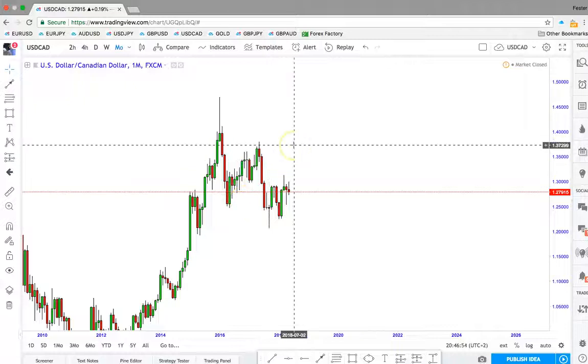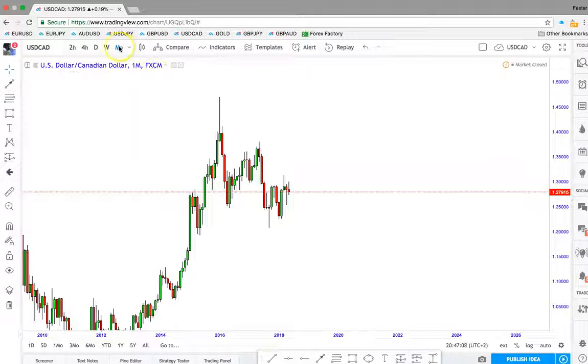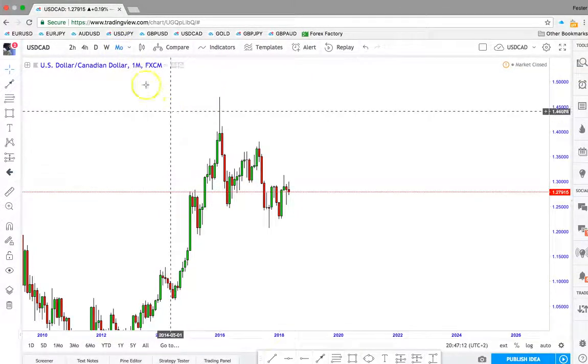Okay, so in this video, I'm going to show you guys how to draw your monthly support and resistance areas, also known as your monthly key levels. So what you need to do is go to the monthly time frame firstly, as you can see. So make sure you are on the monthly time frame, right?